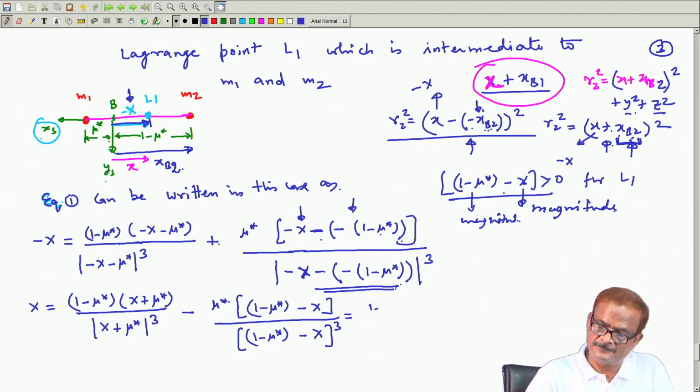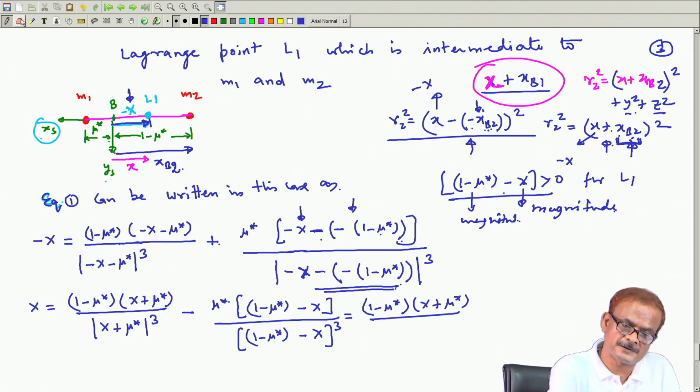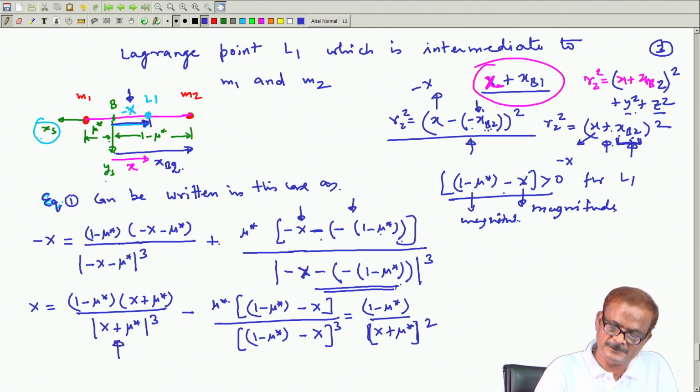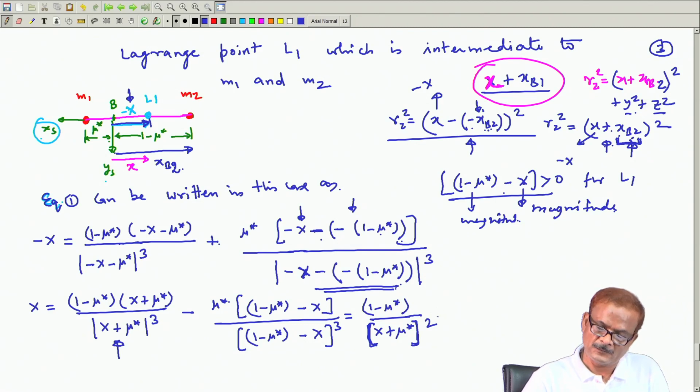Now, this can be rewritten as 1 minus mu star x plus mu star. The x plus mu star we can cancel out from the numerator and denominator, and simply we get here x plus mu star whole square, because this quantity is positive. Therefore, we can replace it by this square sign in the normal bracket, and then this part we have to write.